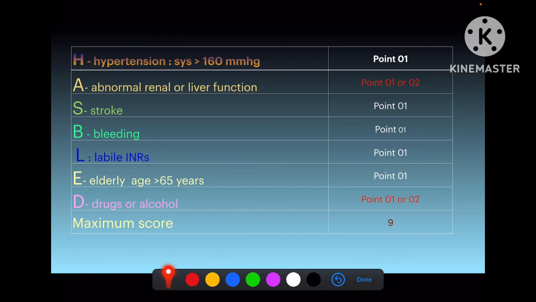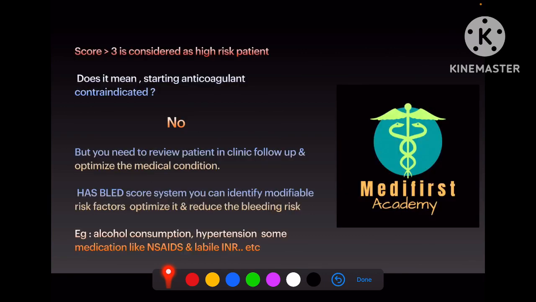Then how are you going to determine whether this patient has a high risk of bleeding? If the total score you gain from your patient is more than or equal to 3, we consider a high risk patient, right? If your HAS BLED score is less than 3, we call it a mild risk patient for bleeding, right?